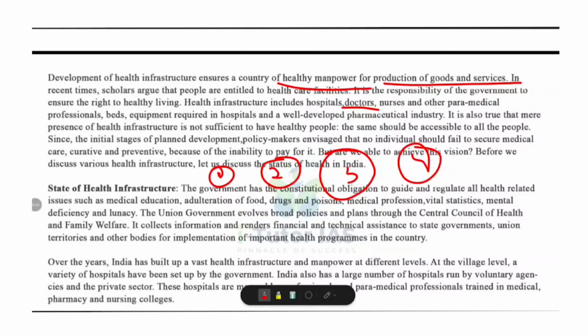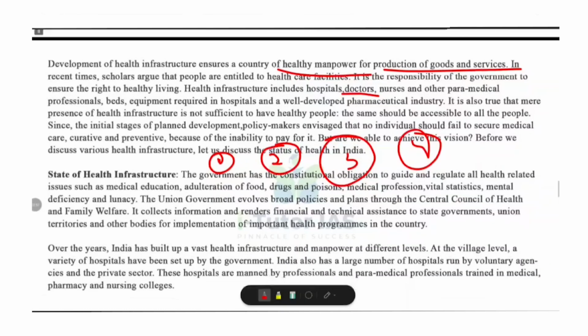So the government's vision is, since the early stages of planned development, India aimed to ensure that no one is denied medical care due to inability to pay. And the current status shows gaps in coverage, accessibility, and quality which need to be addressed to achieve the vision.